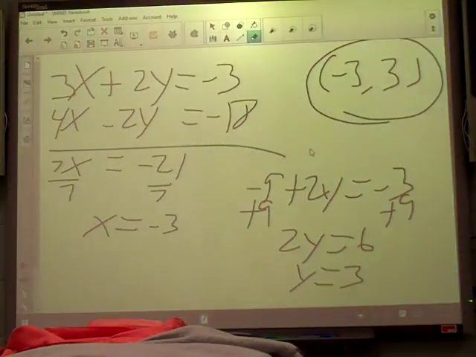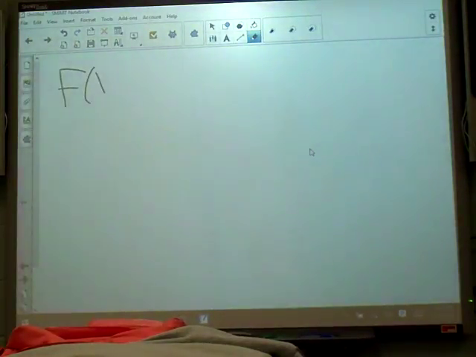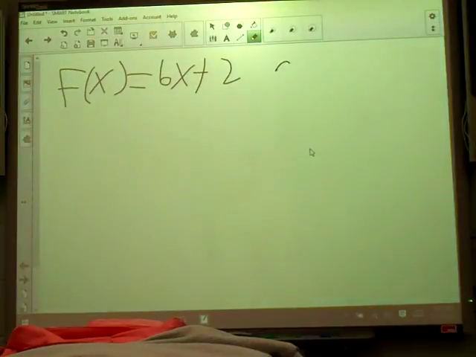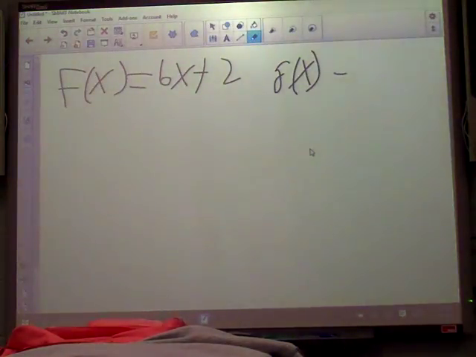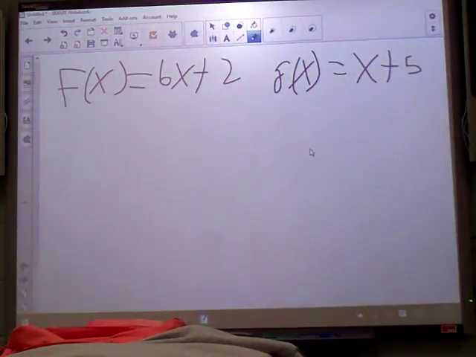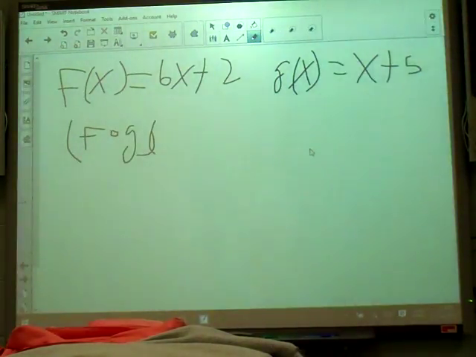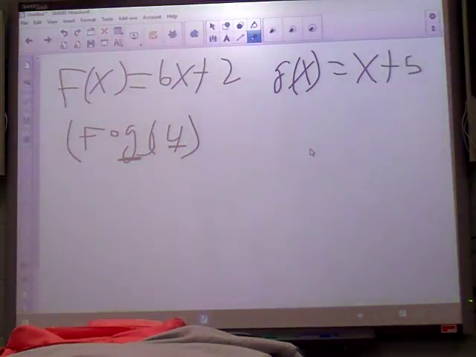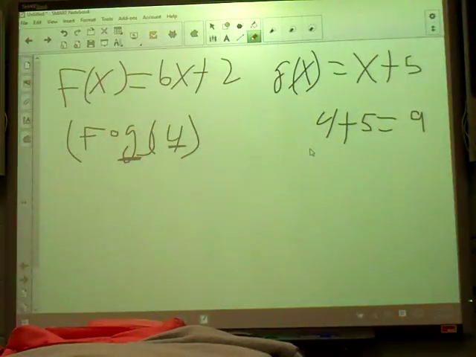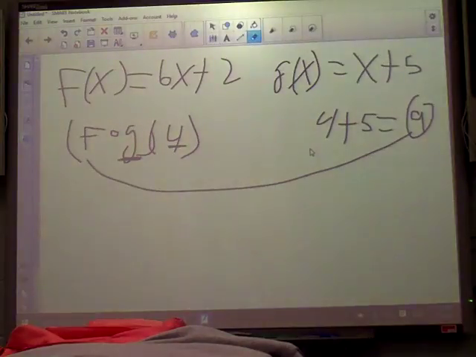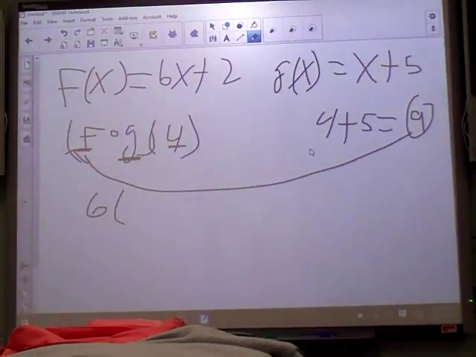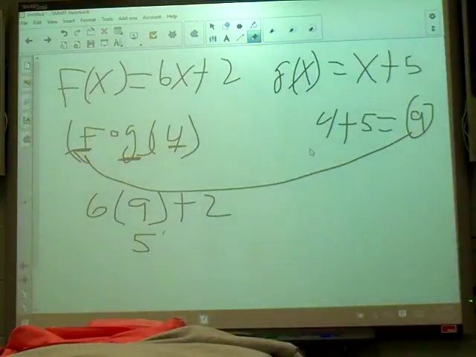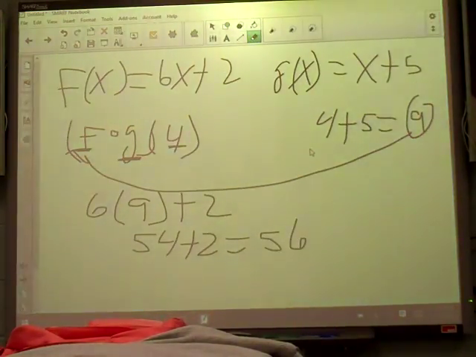Alright, on 12. F of x is 6x plus 2, and g of x is x plus 5. It wants us to find f of g of 4. So that means we plug the 4 into the g function first. You always start with the one on the inside. The g function is x plus 5, so I'm going to do 4 plus 5, and that gets me a 9. Whatever you get on that one, you take and plug it into the other function. So I got to plug it into the f function. So 6 times 9 plus 2. 54 plus 2 is 56.